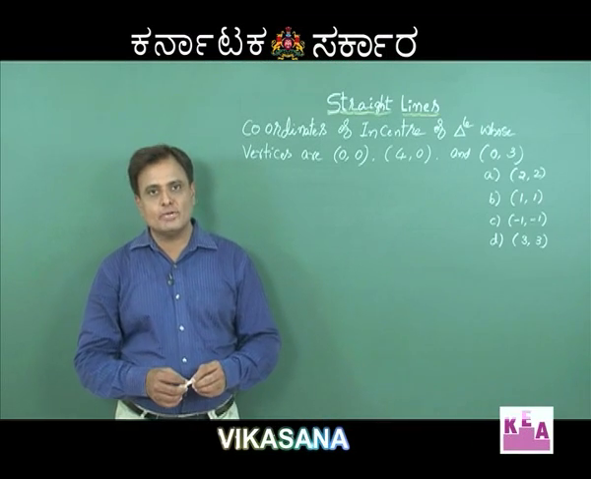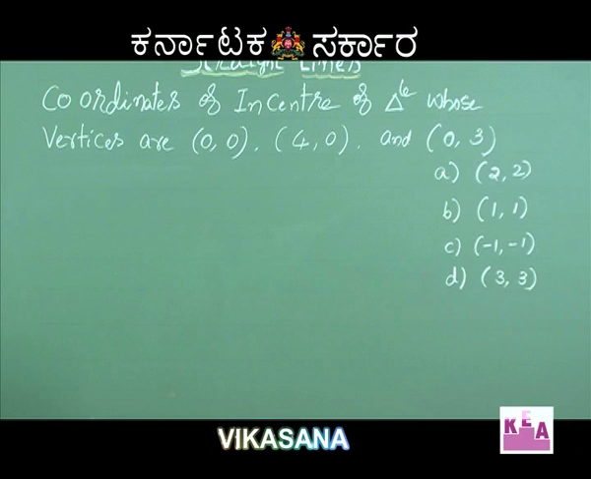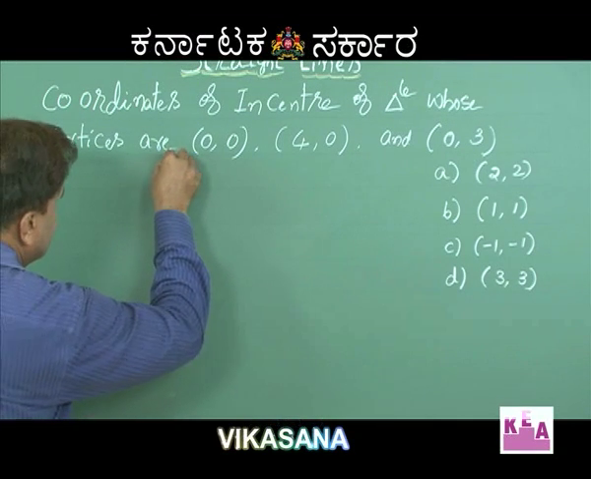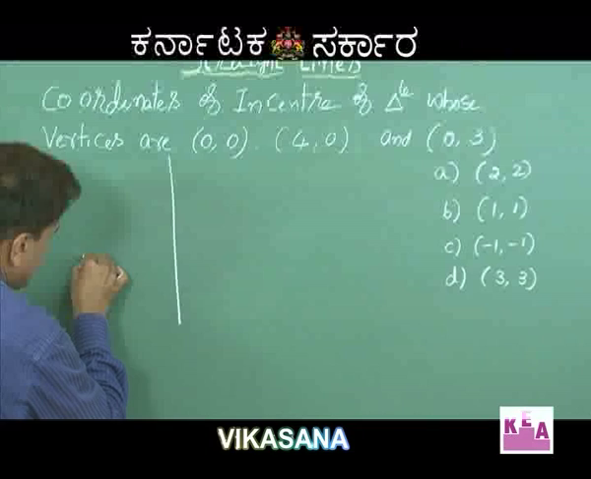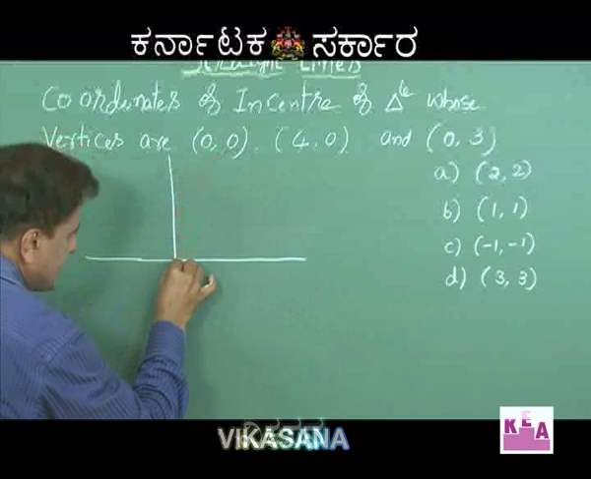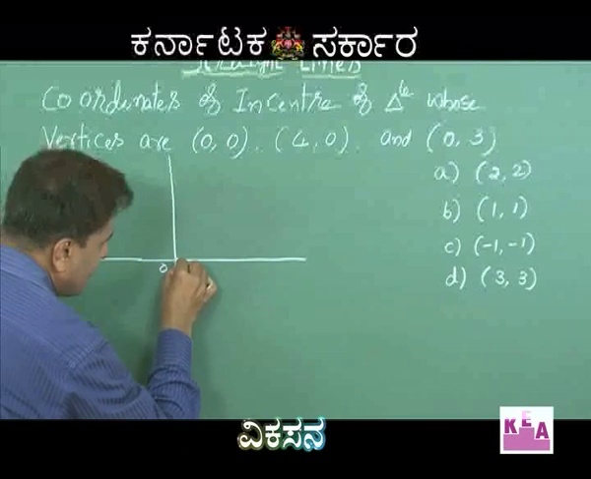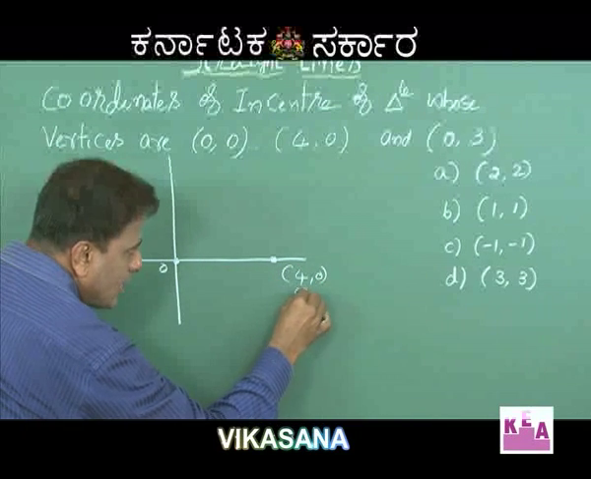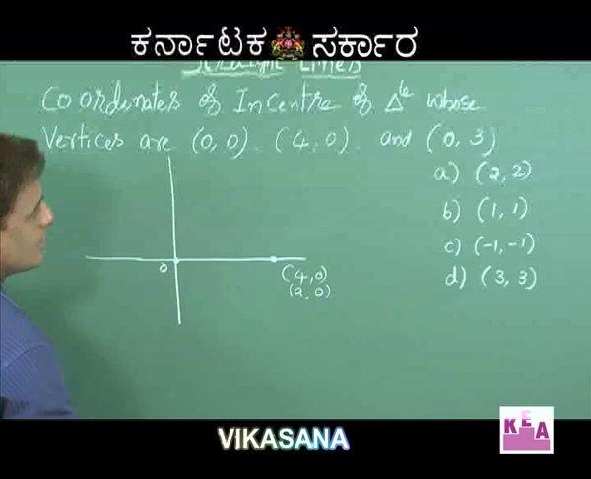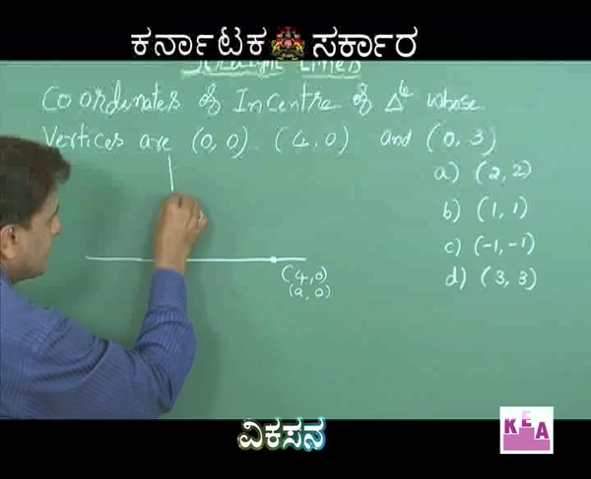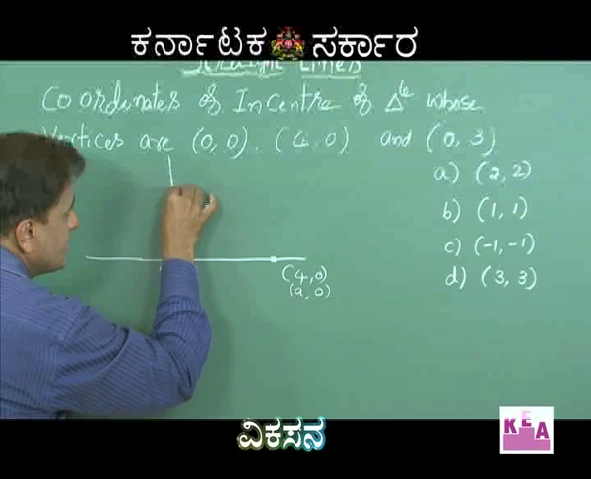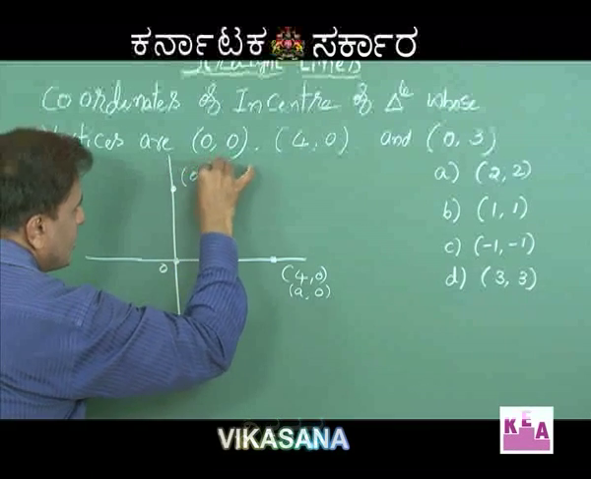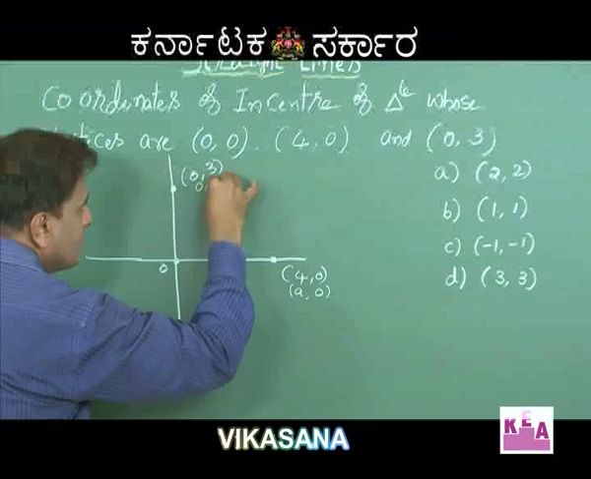Let's move on to the next question. Find the coordinates of the in-center of the triangle whose vertices are (0, 0), (4, 0) and (0, 3). If you draw a simple diagram here and observe, the first vertex is at the origin, the second vertex is at (4, 0), which we consider as (A, 0), and the third vertex is (0, 3), which you can consider as (0, B).